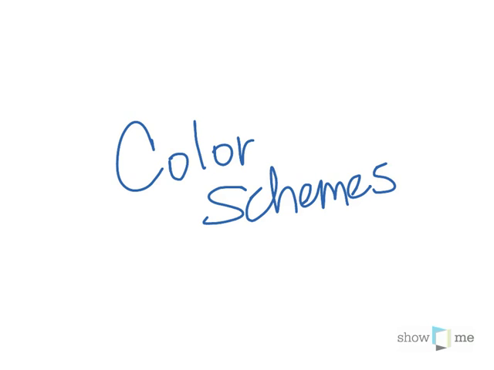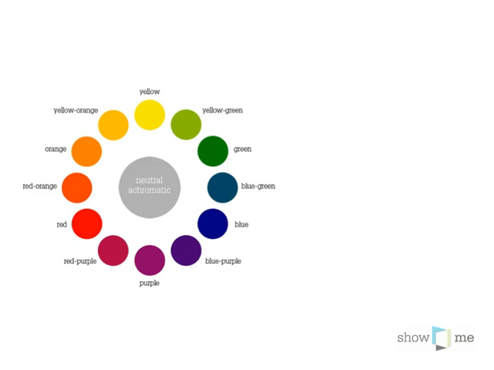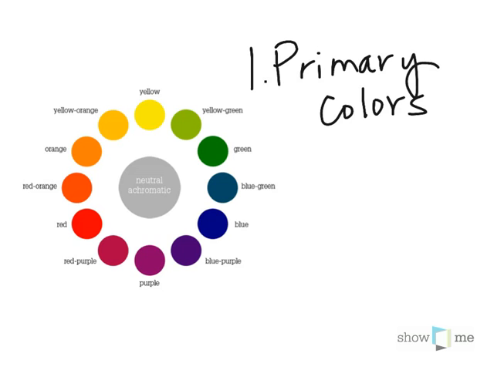This is a ShowMe that's going to talk to you and teach you about color schemes. Here's a picture of the color wheel, and there are 10 color schemes that we're going to talk about today. The first one is the primary colors, and that is red, yellow, and blue. So if you're creating a painting or a drawing that just wanted to be primary colors, you would use all three, red, yellow, and blue.